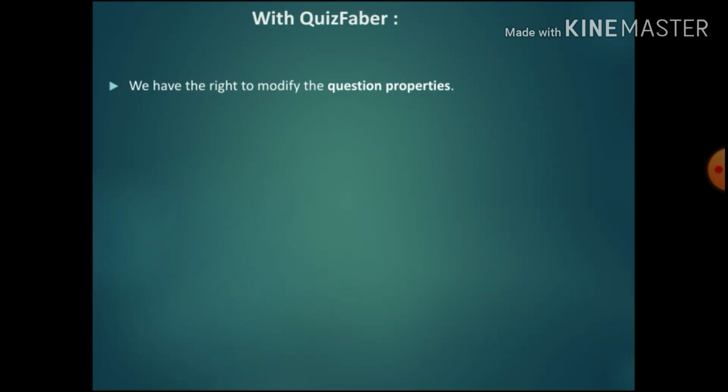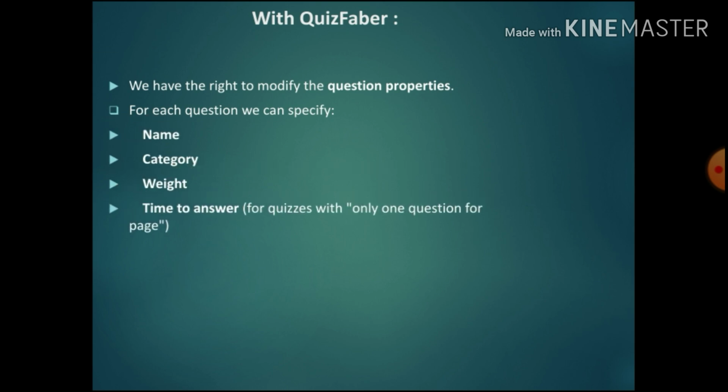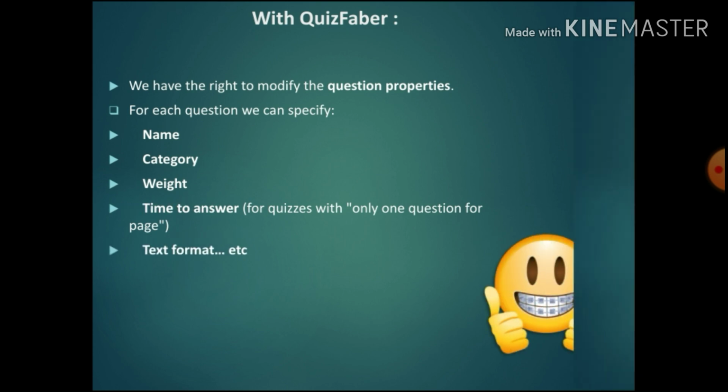So with QuizFabber, we can change and modify the question properties. For each question, we can specify the name, the category, the weight, the time to answer, and the text format.